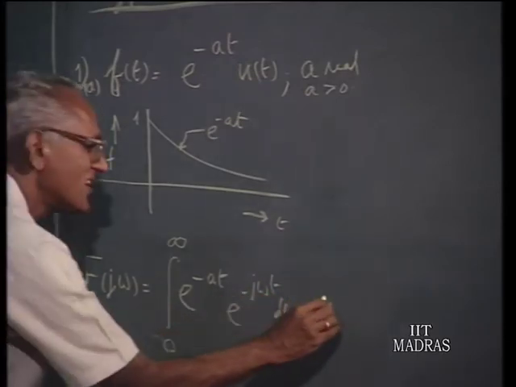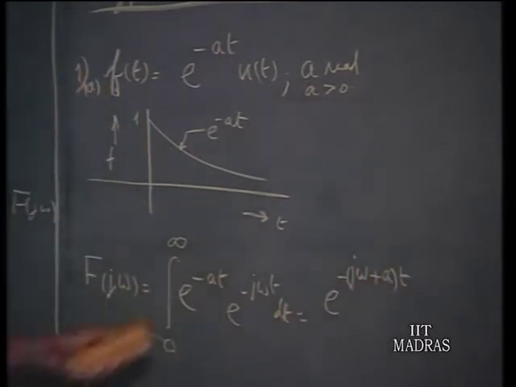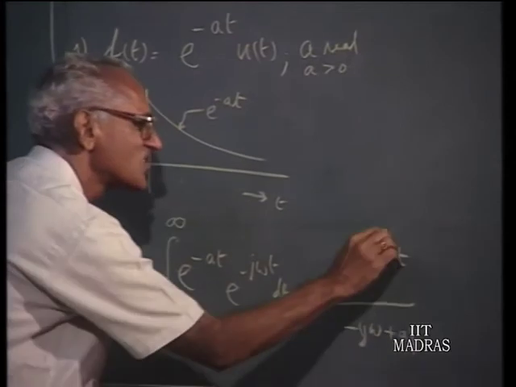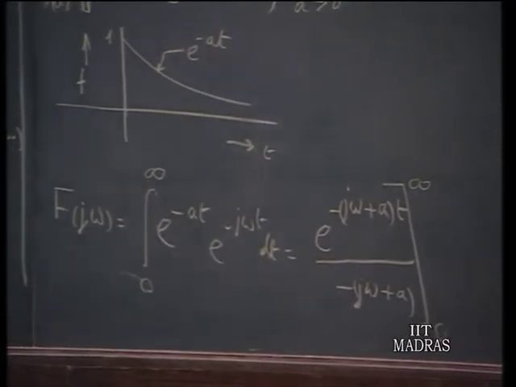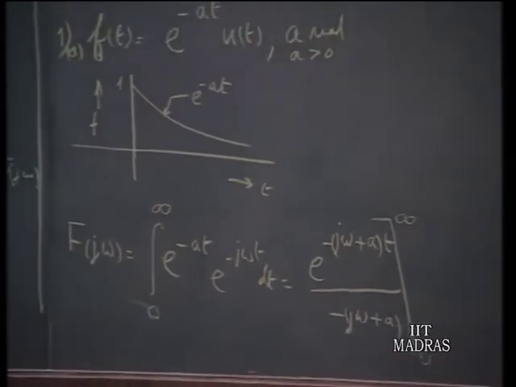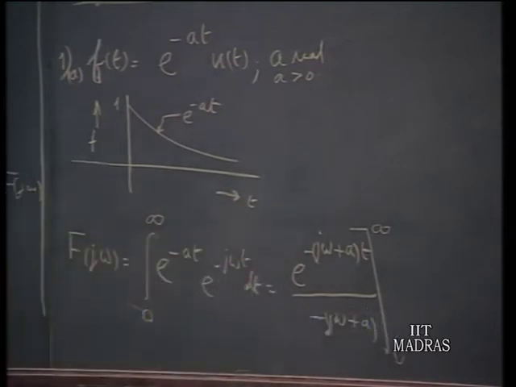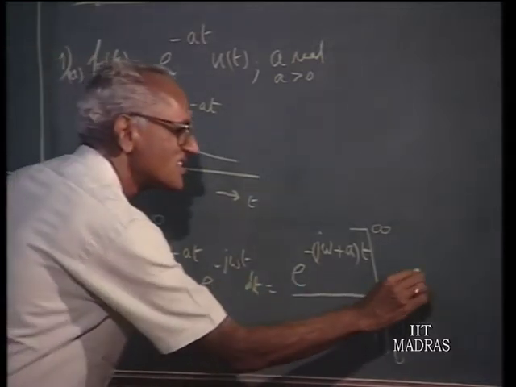So, this will be e to the power of minus (jω plus a) t, that is what is to be integrated. So, you have in the denominator minus (jω plus a), and this should be evaluated between the limits 0 and infinity. Since we have taken a to be a real positive number, when t goes to infinity, e^(-at) becomes 0, and e^(-jωt) is something whose magnitude at least oscillates with magnitude 1. Therefore, the upper limit gives 0, and at the lower limit it is 1, because when t equals 0 the exponent becomes 1. Therefore, the result is 1 over (jω plus a).